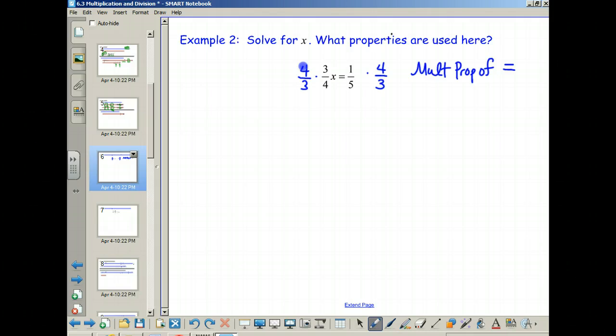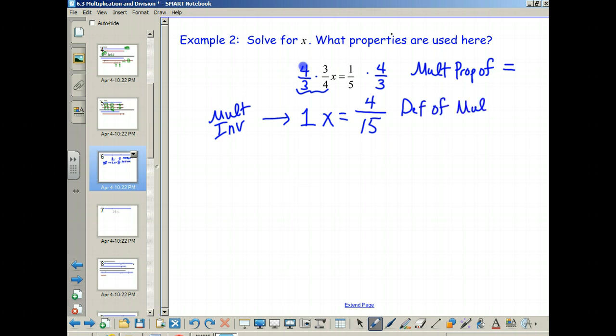On the left-hand side, when I multiply 3/4 and 4/3, I get the number 1. The number 1 arriving from this is the multiplicative inverse property. On the right-hand side, I multiply across the top and I get 4, across the bottom and I get 15, and that is the definition of multiplication.